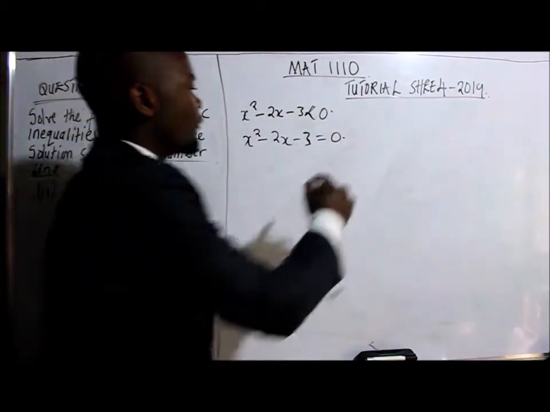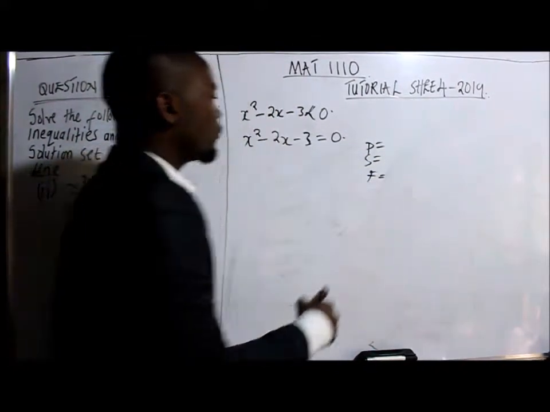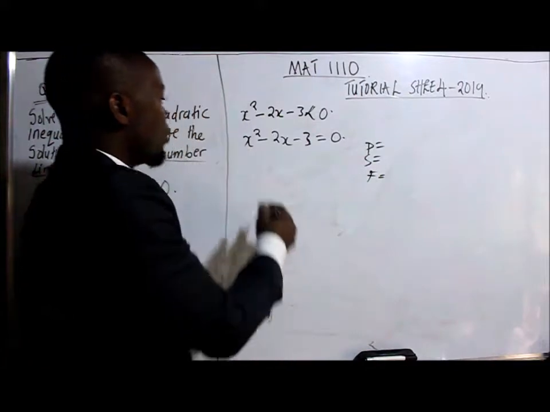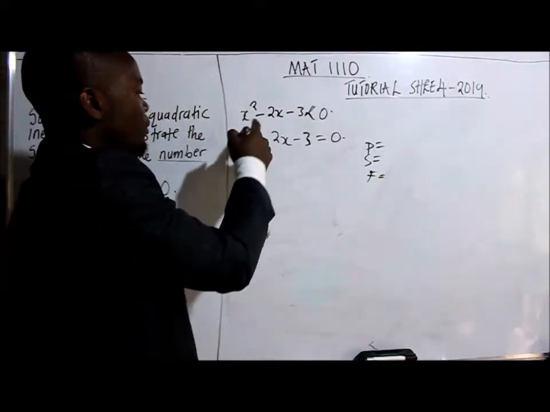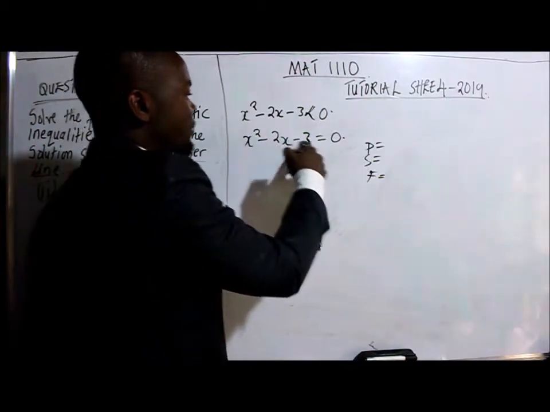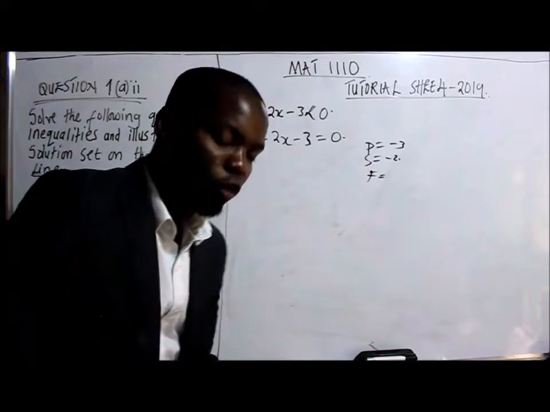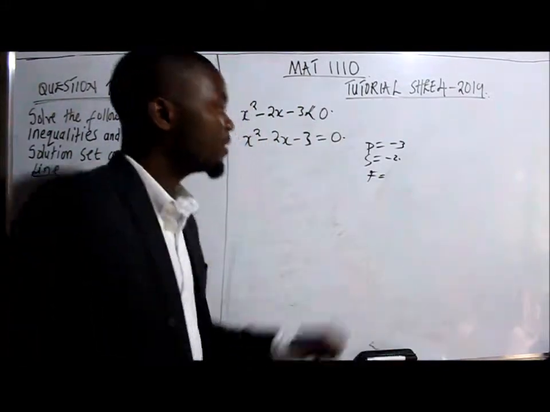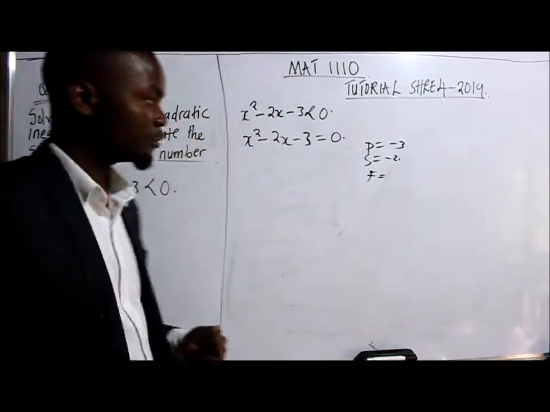The factorization method utilizes the product, the sum, and the factors. For the product, we multiply the coefficient of x squared and c. The coefficient of x squared is 1, 1 times c, which is negative 3, is negative 3. The sum is negative 2. For the factors, we look for two numbers that when multiplied give us the product, and when added give us the sum, which is negative 2.